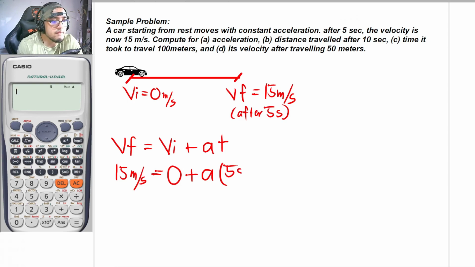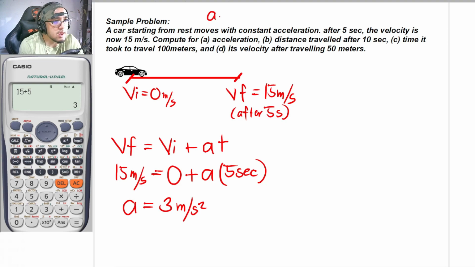Solving for the acceleration, that is equal to 15 divided by 5. So our acceleration A is equal to 3 meters per second squared. Okay, so we have already answered this.